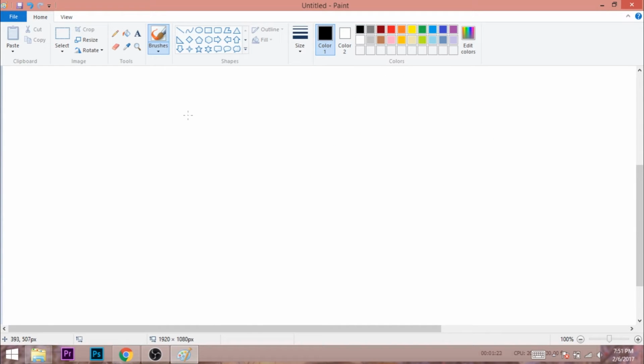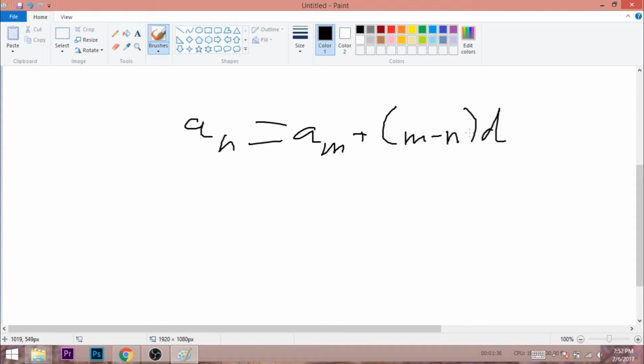The second thing is arithmetic sequences, which is an is equal to am plus n minus m times d. D is the difference between two numbers in the sequence. So let's say a2 minus a1 is equal to d. And an and am could be any two numbers.